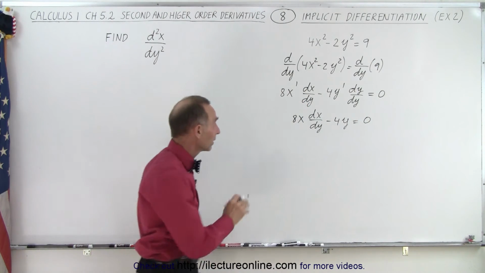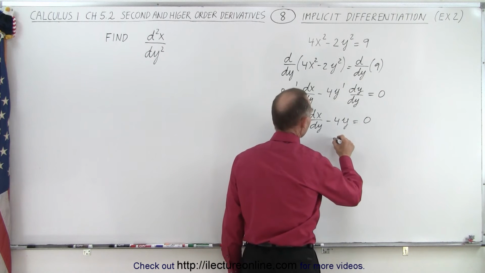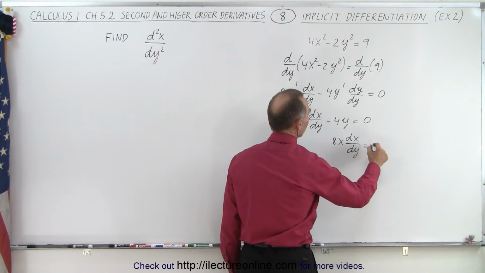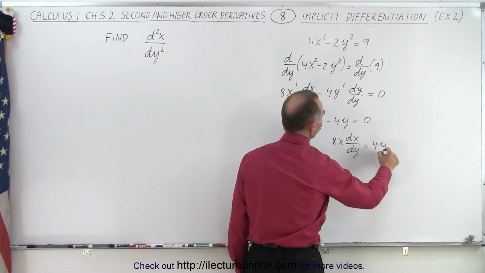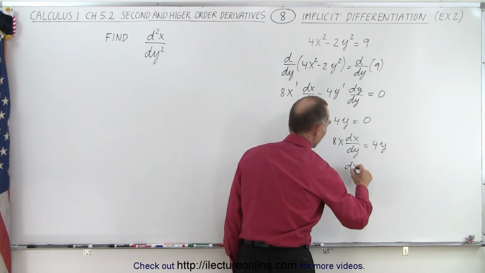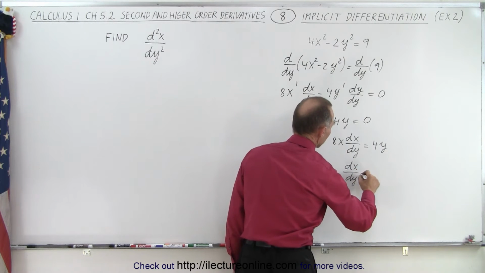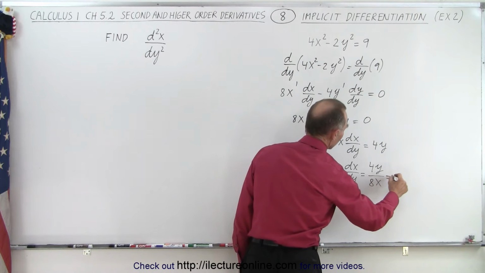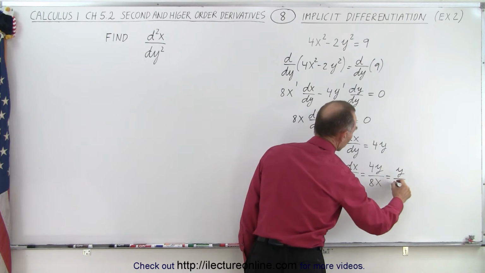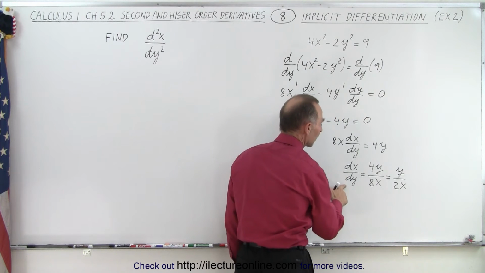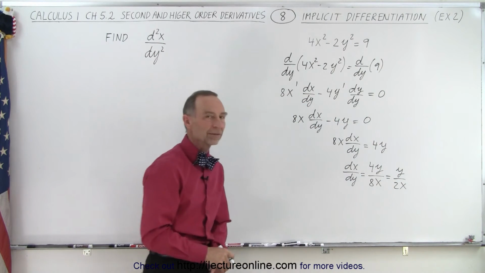Now we solve that for dx/dy, so we have 8x dx/dy is equal to 4y, that becomes a plus 4y since we go across the equal sign, and so dx/dy equals 4y divided by 8x, which is equal to y over 2x. So that's now the derivative of x with respect to y, which is y over 2x.